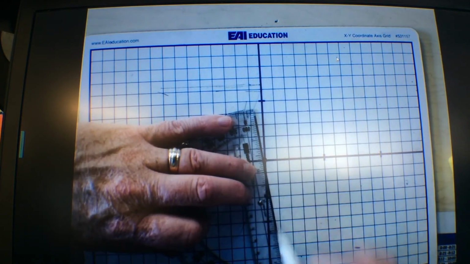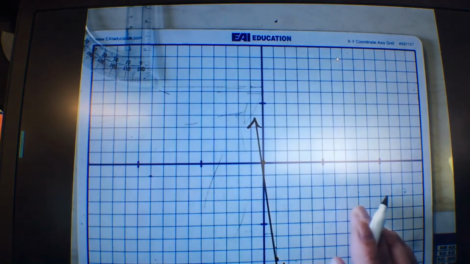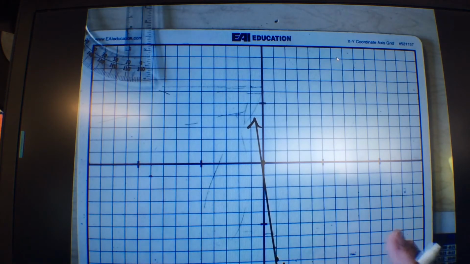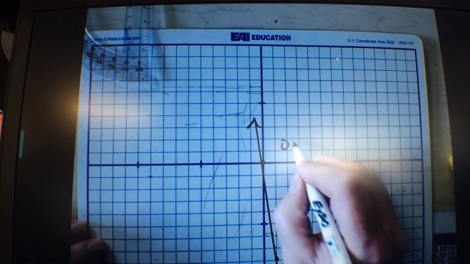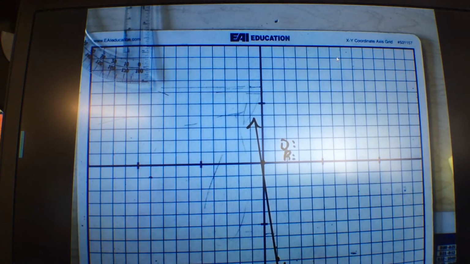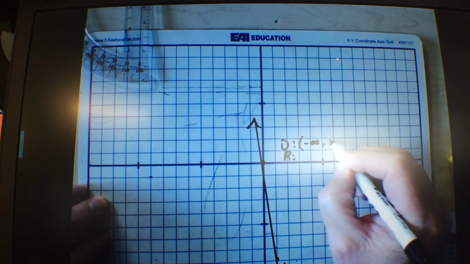Why is it oblique? It's not vertical, and it's not horizontal. You graph it, and then they want the domain and range. And I'm going to show you the domain and range. Guys, listen very carefully. I'm going to give you a shortcut right now. The domain and range on all oblique lines is negative infinity to infinity.